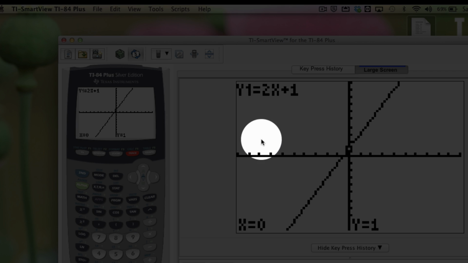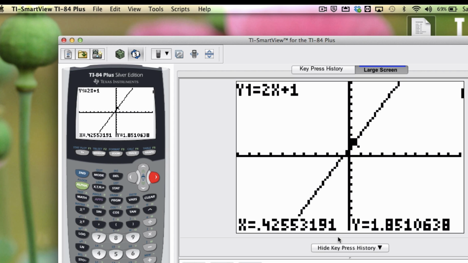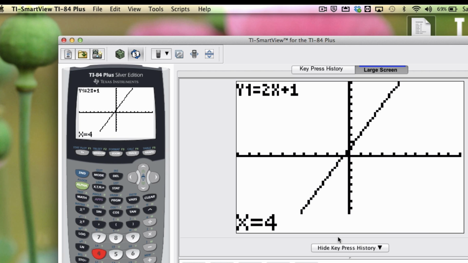Okay, notice I have this area right here that's blinking. It also tells me an x value and a y value. I can use my arrows and it continues on the function, up and down, and it gives me ordered pairs. The other thing I can do, if I want to know what an output is at a specific input, for example, 4, I'm going to press 4 and then press enter. And it tells me, oh, well, when x is 4, y is 9. And even if I do something that is off the graph like 5, it tells me it is 11.